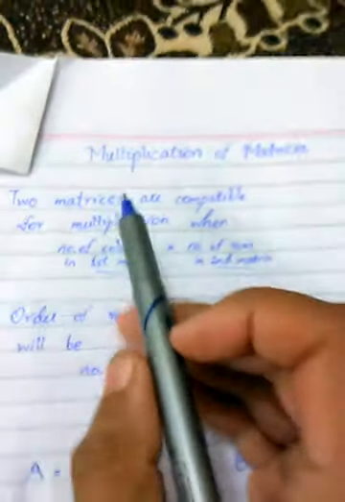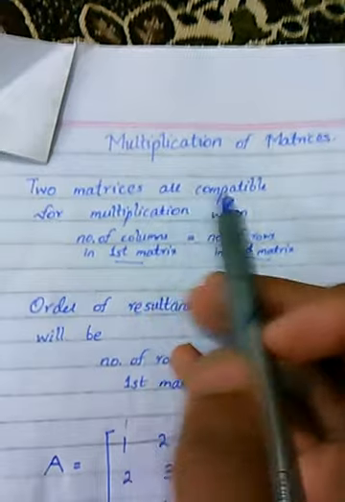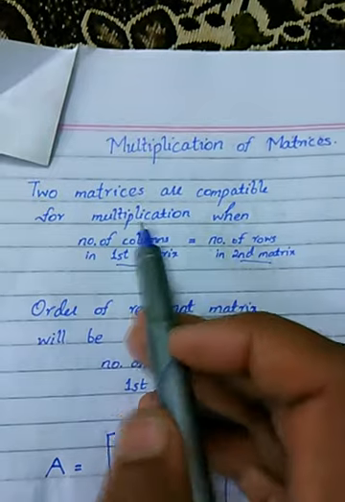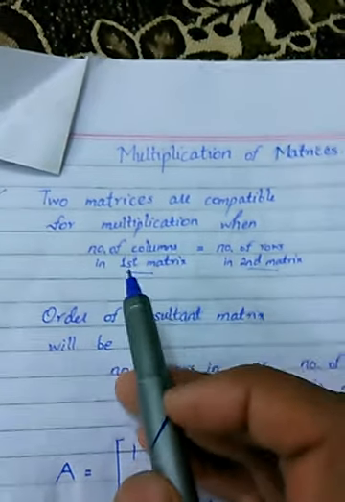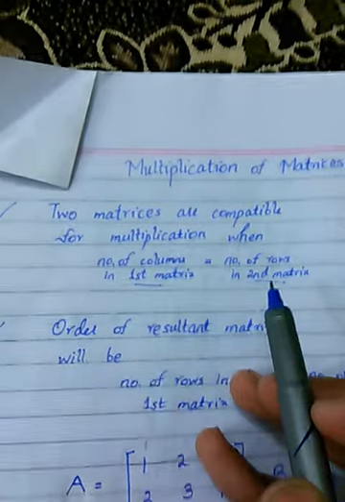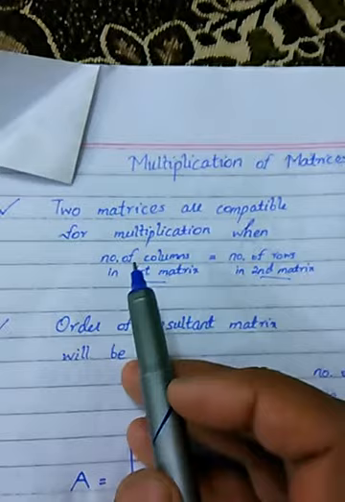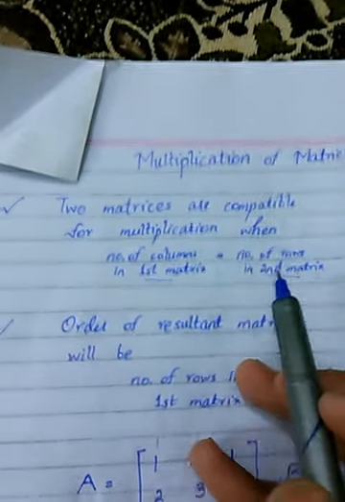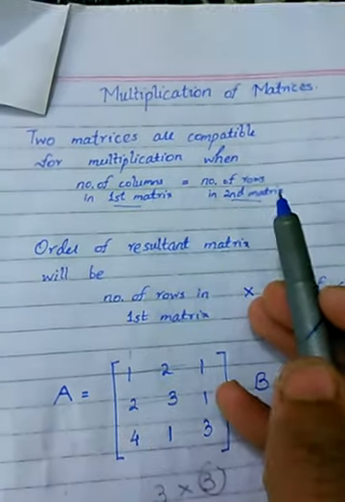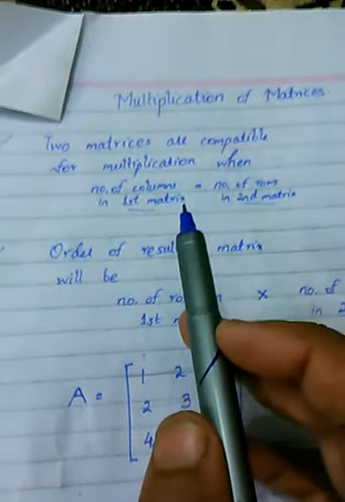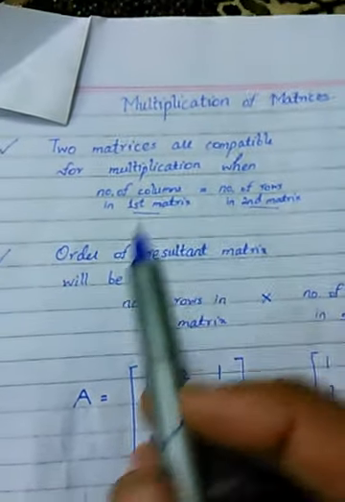As we have learned in the previous video, two matrices are compatible for multiplication only when the number of columns in the first matrix equals the number of rows in the second matrix. If the number of columns in the first matrix doesn't equal the number of rows in the second matrix, then both matrices are not compatible for multiplication, which means that these matrices can't be multiplied.